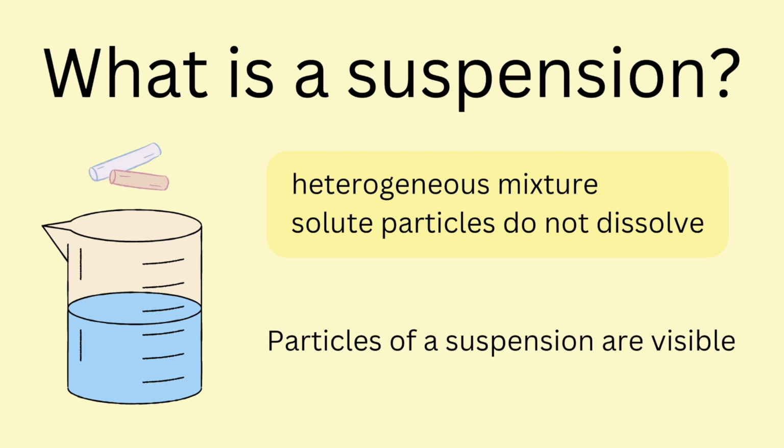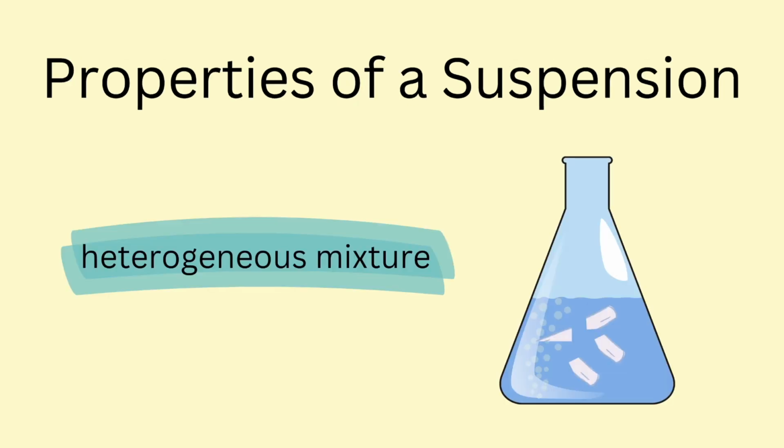So a basic example could be, obviously this is a very good example, chalk piece or chalk powder in water is a suspension because it doesn't get dissolved, and the particles of the suspension are clearly visible and you will be able to separate it easily. So that is what a suspension is.